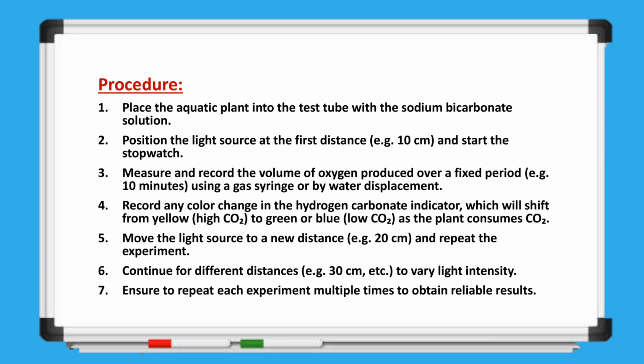During this time, measure how much oxygen is produced using the gas syringe or by collecting gas in the inverted cylinder. At the same time, observe any color change in the hydrogen carbonate indicator. This will shift from yellow, which shows high carbon dioxide, to green or blue, showing that the plant is using up carbon dioxide. Once this is done, move the lamp to 20 centimeters and repeat the same steps. Then again at 30 and 40 centimeters. Be sure to repeat each distance multiple times to make sure the results are accurate and reliable.